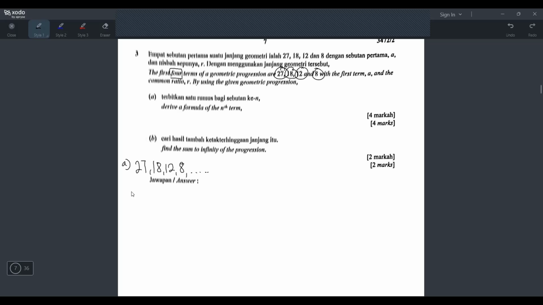And if they got give us progression, you can straight away get your A and R, right? So what is your A? A is your first term, 27. And what is your R? R is the common ratio, nisbah sepunya. And how to get the common ratio? You take the T2 bahagi T1.